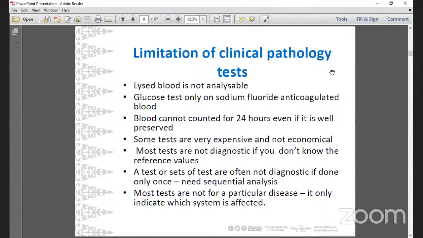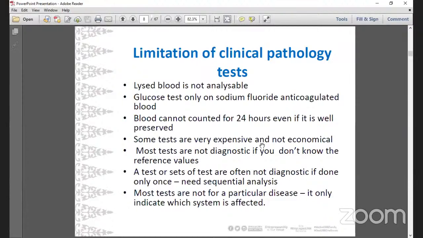Most tests are not diagnostic if you don't know the reference value. That's why, when we want to interpret the result, we must have the reference value. We can refer to the internet, the journals, the references. From the reference values, we can know whether the parameters are normal, or abnormal, either very high or very low. And a test or set of tests is often not diagnostic if done only once. That's why we have to do a sequential analysis.